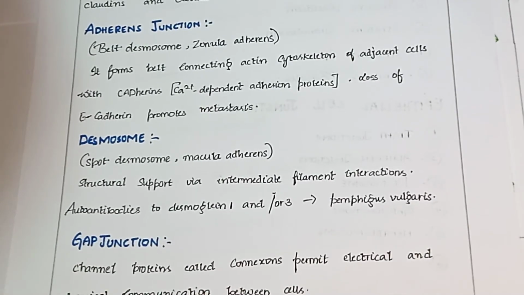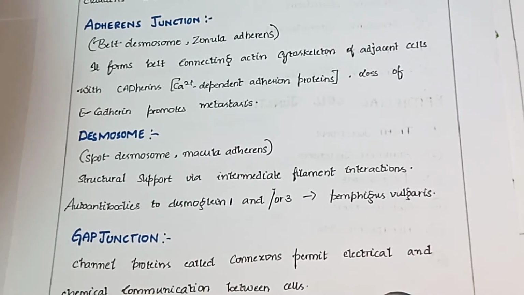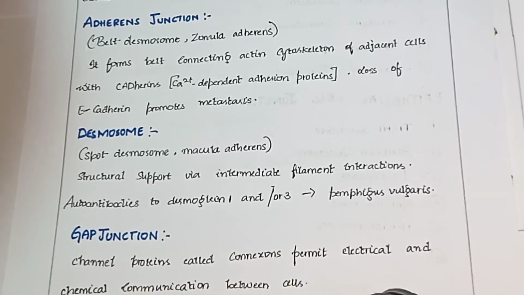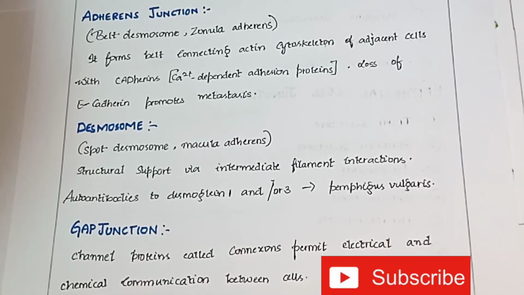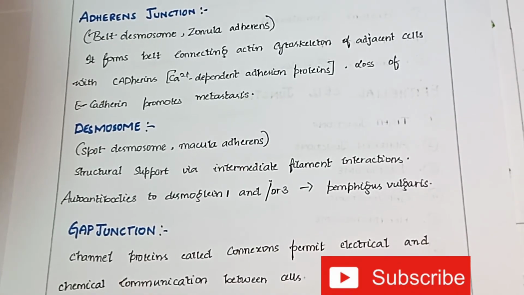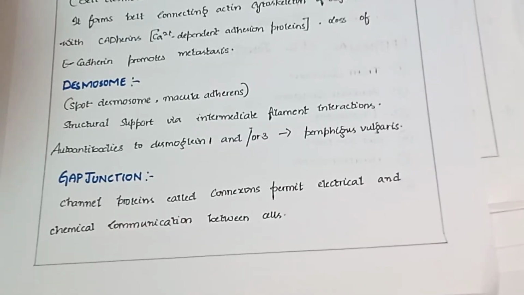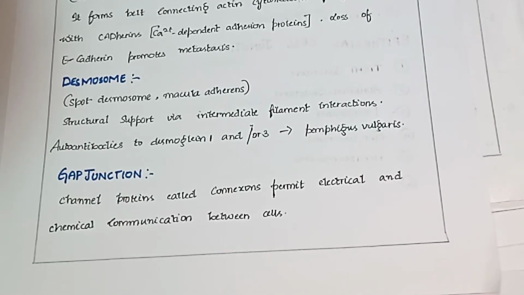Desmosome is also called macula adherens and spot desmosome. It provides structural support through intermediate filament interactions. Autoantibodies to desmoglein 1 and/or 3 lead to pemphigus vulgaris. The fourth epithelial cell junction is gap junction. Channel proteins called connexons permit electrical and chemical communication between cells.